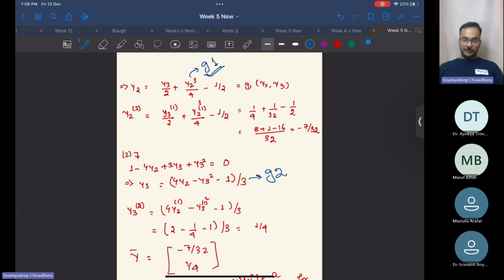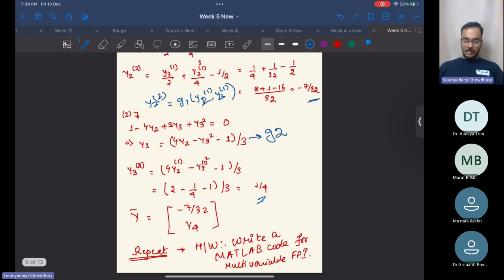What we do is, from the first equation, y2 of 2 is g of y2 of 1 comma y3 of 1. So your y2 of 2 will be equal to g1 of y2 of 1 and y3 of 1, which are given to you. You substitute here, you get a value of y2 of 2. Similarly, you do it for y3. After the first iteration, your y is minus 7 by 32 and 1 by 4.